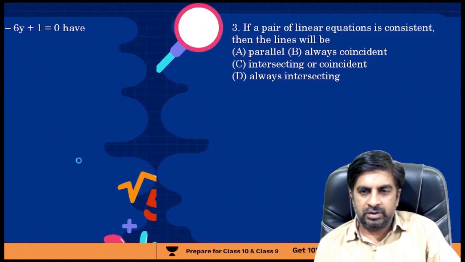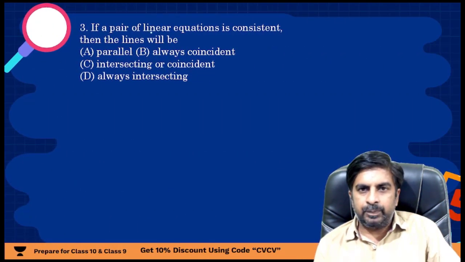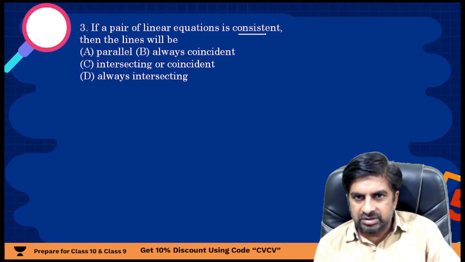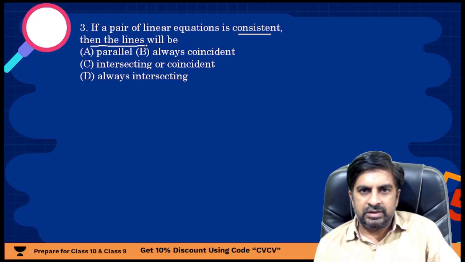Let us go with question number 3. If the pair of linear equations is consistent, then the lines will be.